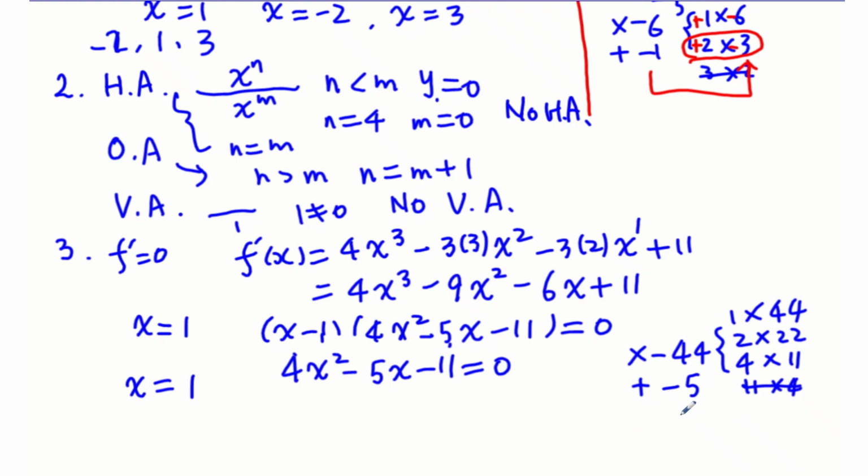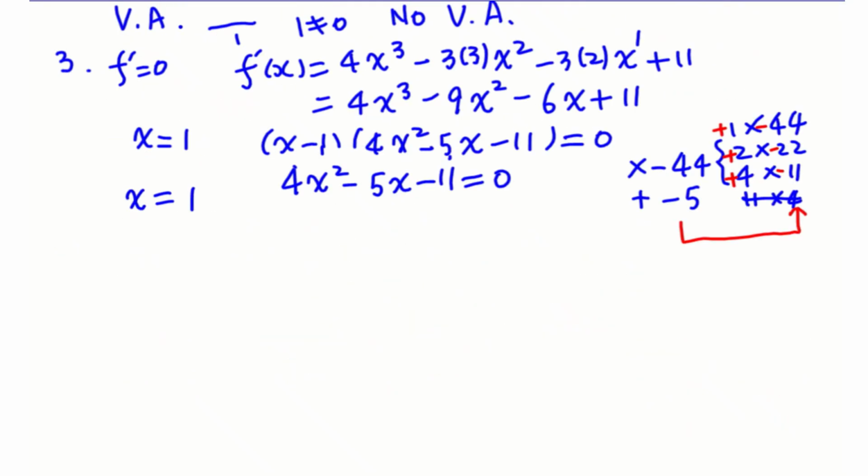Then the two numbers add together to a negative, so the larger number must be negative. They multiply to a negative, so one is negative, the other needs to be positive. Then they multiply to negative 44. Then check which pair adds to negative 5. None of them. It means it's not factorable. And even if a function is not factorable, we are able to find the zeros by using the quadratic formula. So a equals 4, b equals negative 5, c equals negative 11.